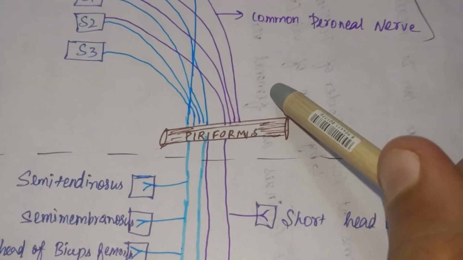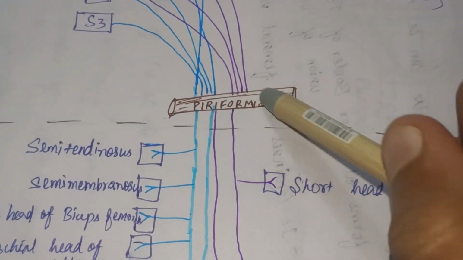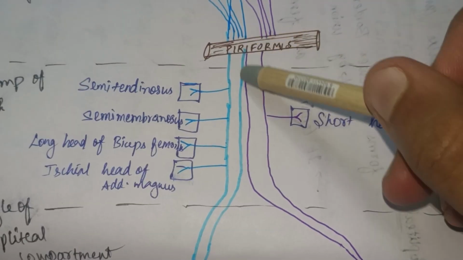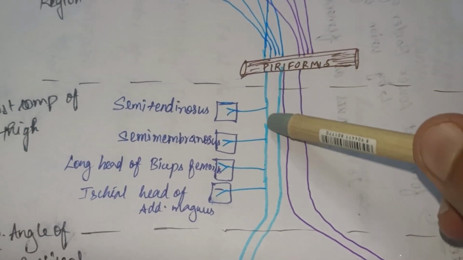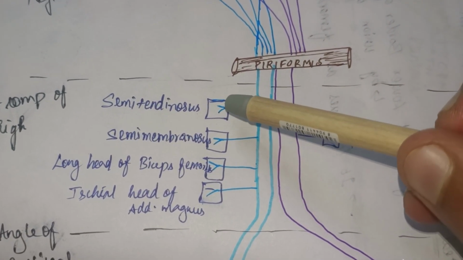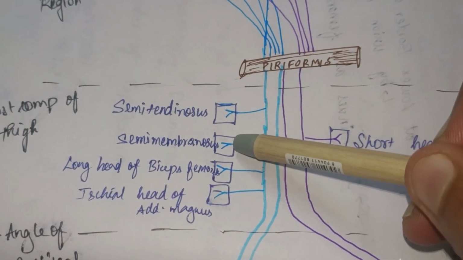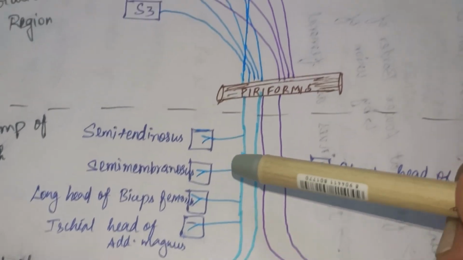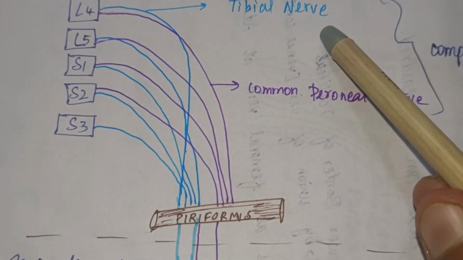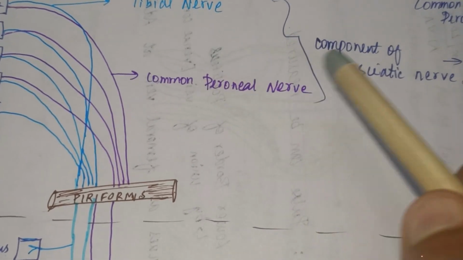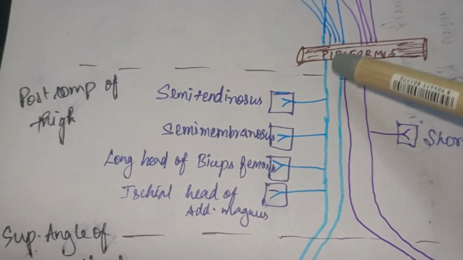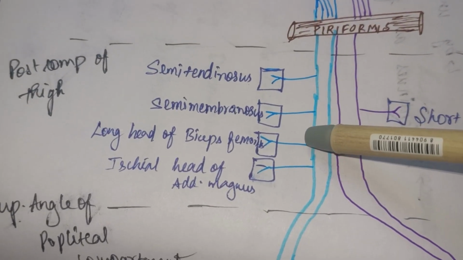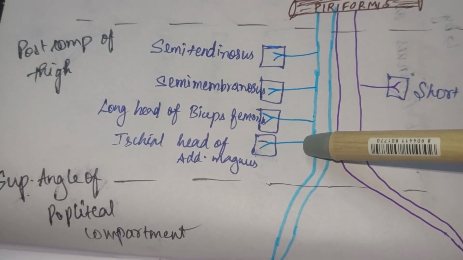So now the sciatic nerve pierces the piriformis muscle and moves vertically downward through the posterior compartment of the thigh. Okay, and it supplies the posterior compartment muscles like semitendinosus, semimembranosus, long head of biceps femoris, and ischial head of adductor magnus. The tibial nerve, a component of the sciatic nerve, supplies these four important muscles: semitendinosus, semimembranosus, long head of biceps femoris, and ischial head of adductor magnus.